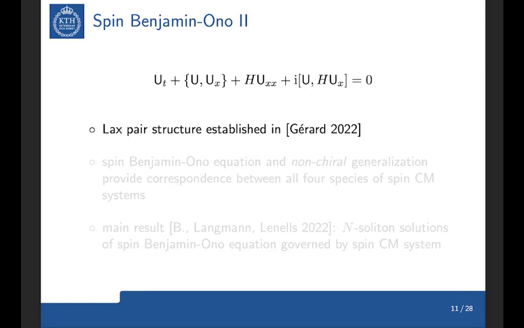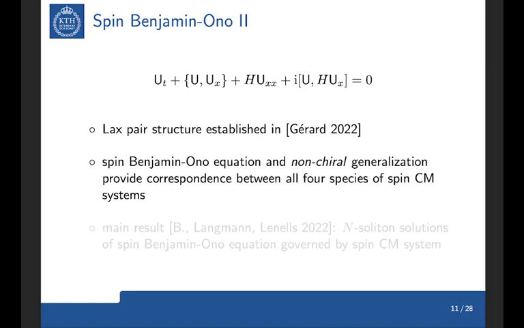The spin-Benjamin-Ono equation, this generalization of the conventional Benjamin-Ono equation, is also integrable, and this was established by Gérard, who found a Lax pair structure for the spin-Benjamin-Ono equation. What I want to communicate in this talk is the following result. The spin-Benjamin-Ono equation and a non-chiral generalization thereof, that I will write a bit later, provide a correspondence with all four species of spin-CM systems. So all four possibilities for the potential V: elliptic, hyperbolic, trigonometric, and rational.